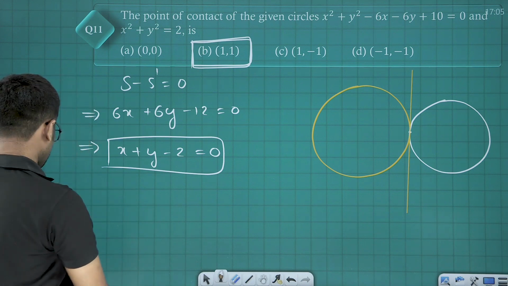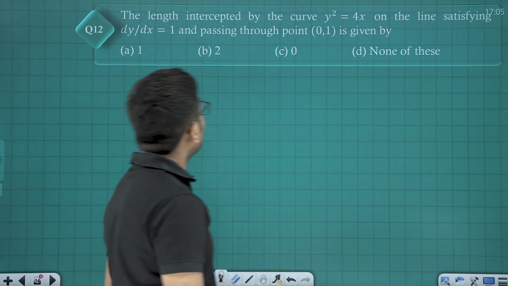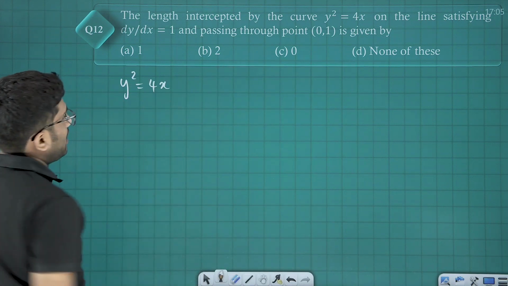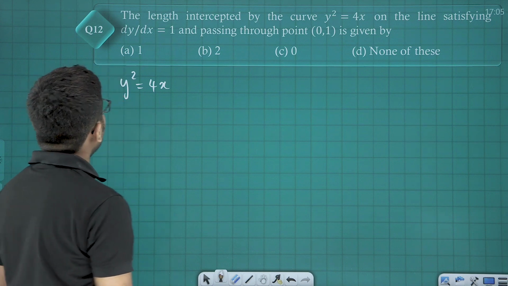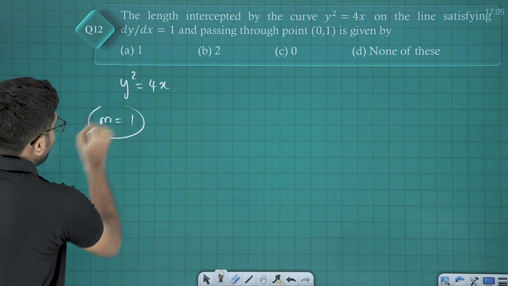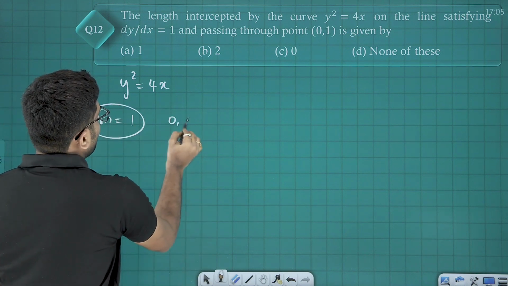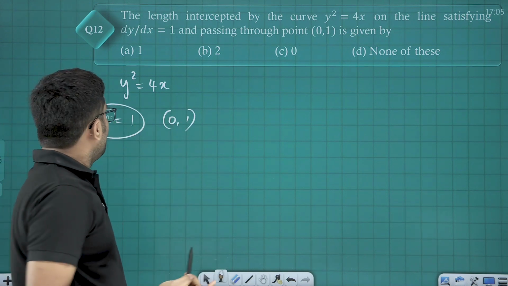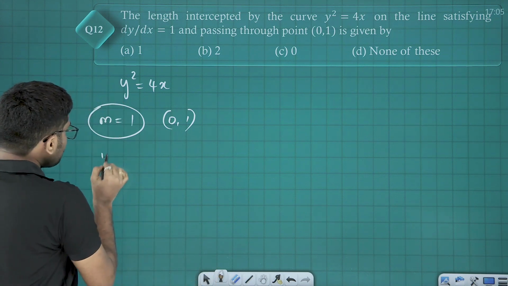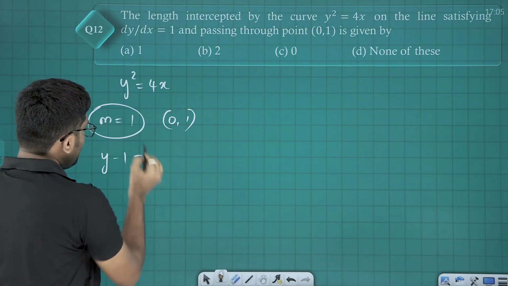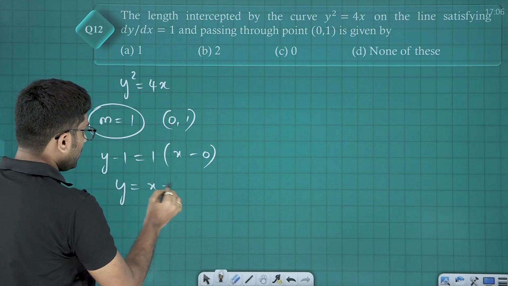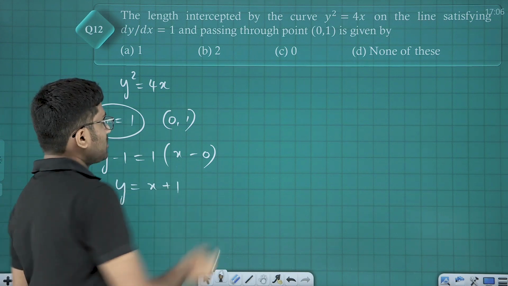Okay. Next, the length intercepted by the curve y square equals 4x. y square equals 4x is a parabola, friends, on the line satisfying dy by dx. So there is one line with dy by dx, meaning the slope of the line is given, and passing through the point 0 comma 1. Now first let's find the equation of the line. y minus y1 equals m into x minus 0. So clearly y equals x plus 1 is that line.